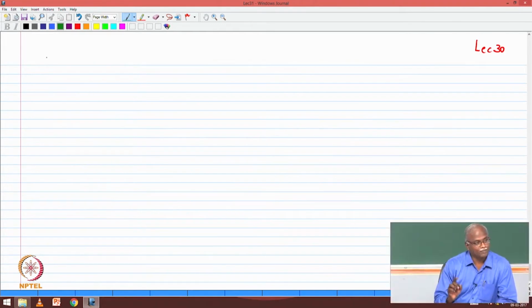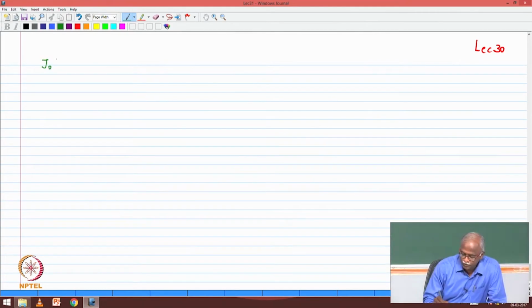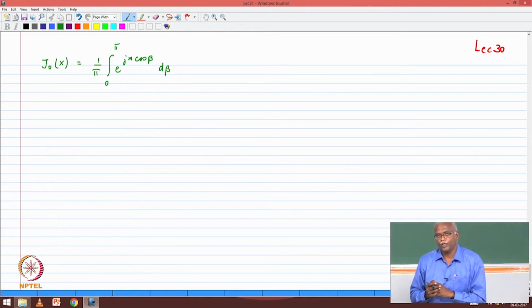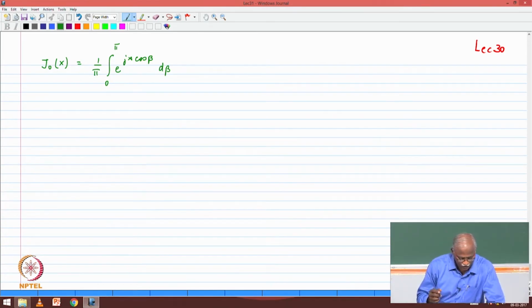Okay, now we are trying to show that the autocorrelation is a Bessel function, right? That's our goal. So here is a result that is very useful for us. J0 of x, what is the expression for the Bessel function? If you look up Haken or Molish, any of those, you will find the following: integral 0 to pi of e to the power j x cos beta d beta. Okay, that's one of the expressions for the Bessel function J0.